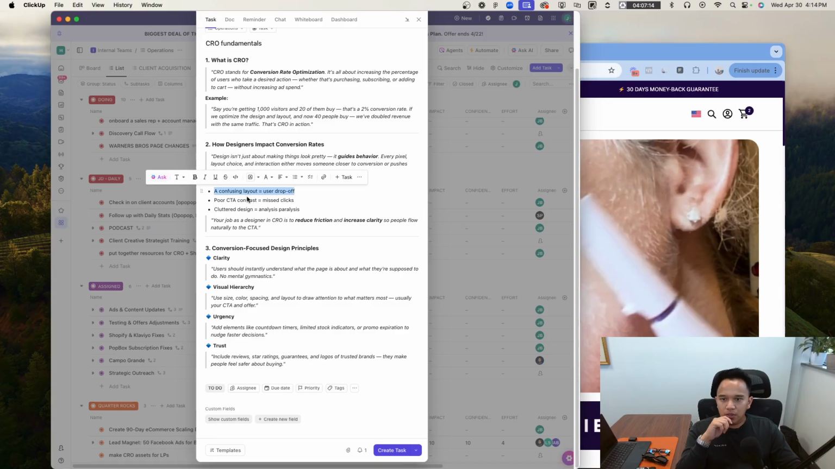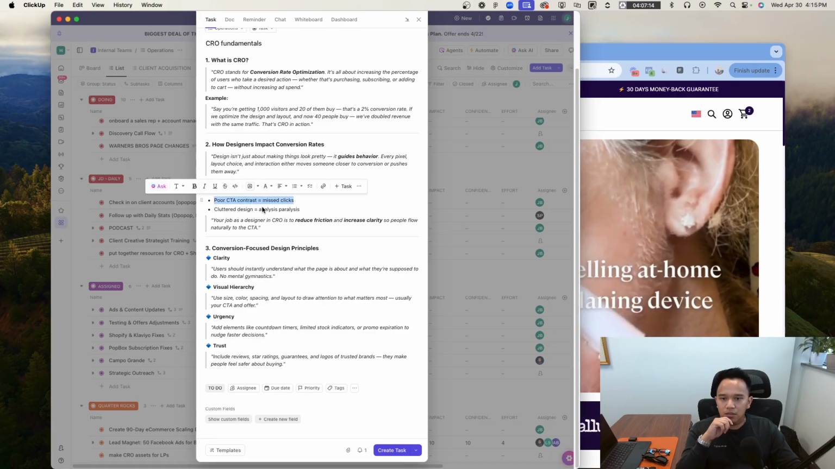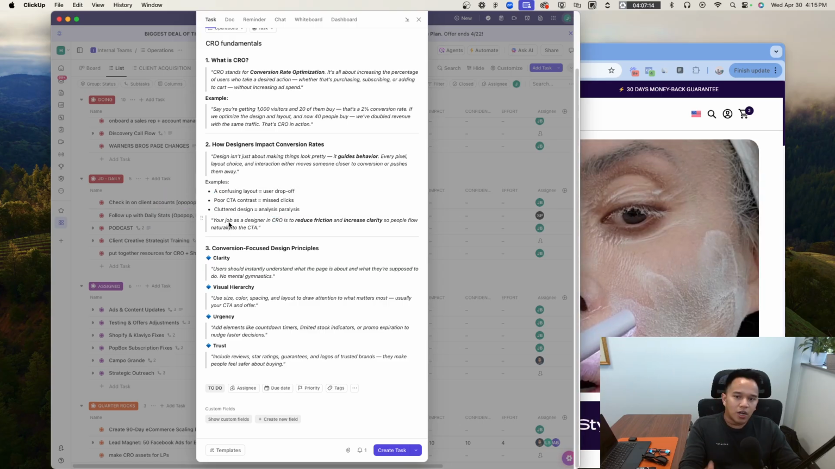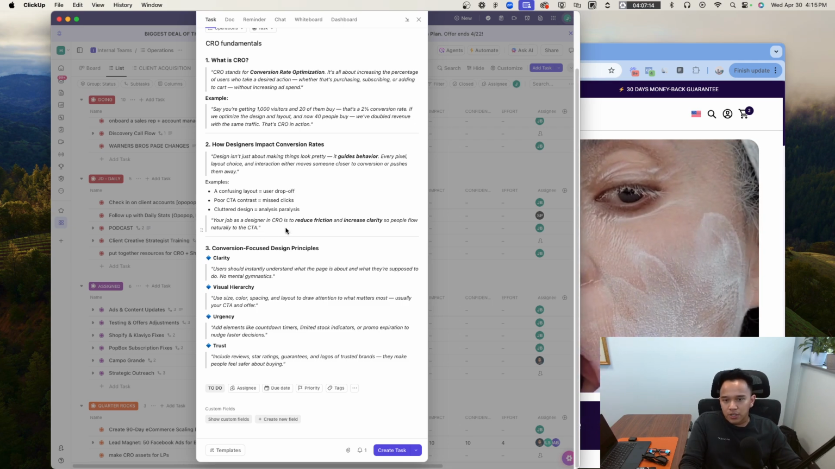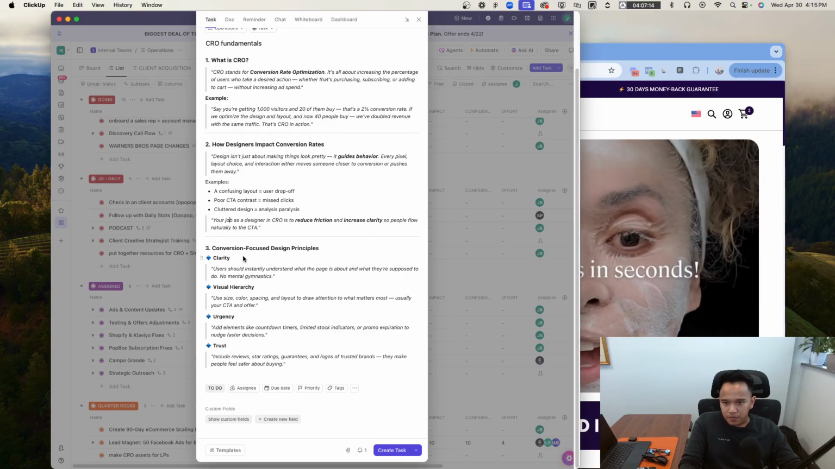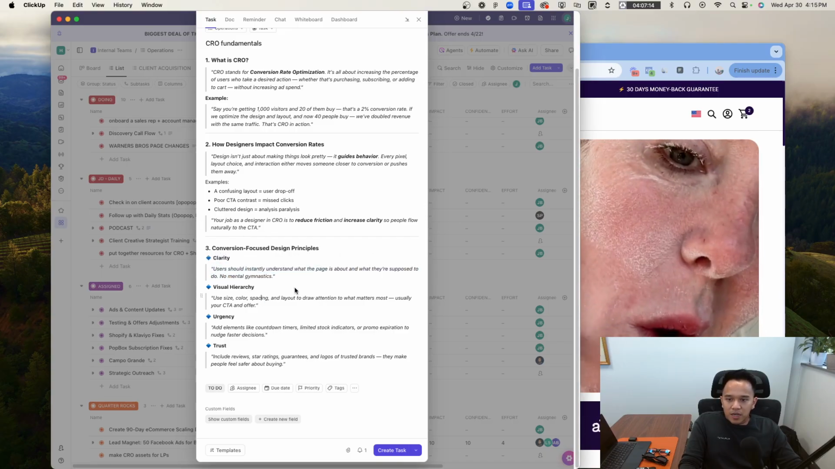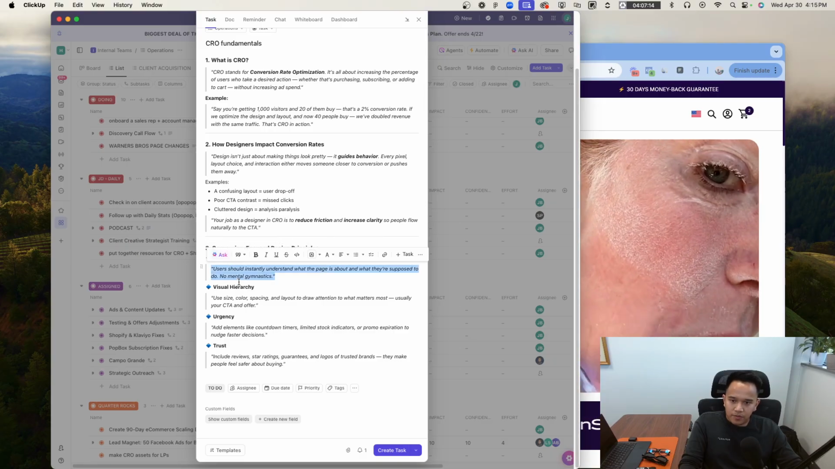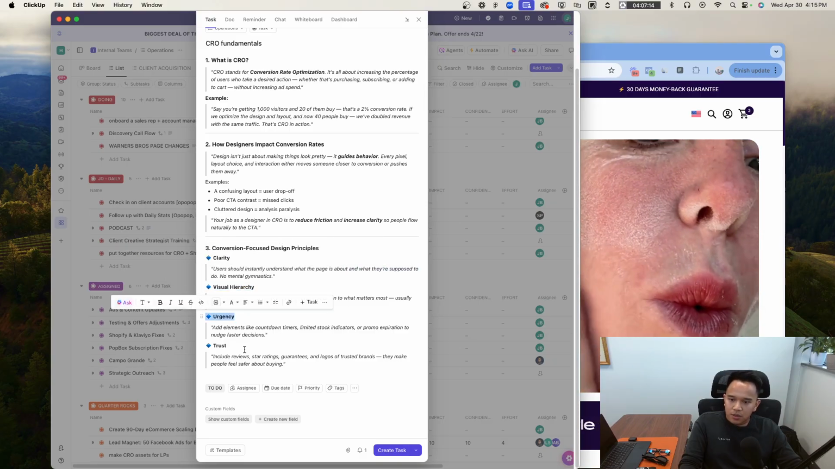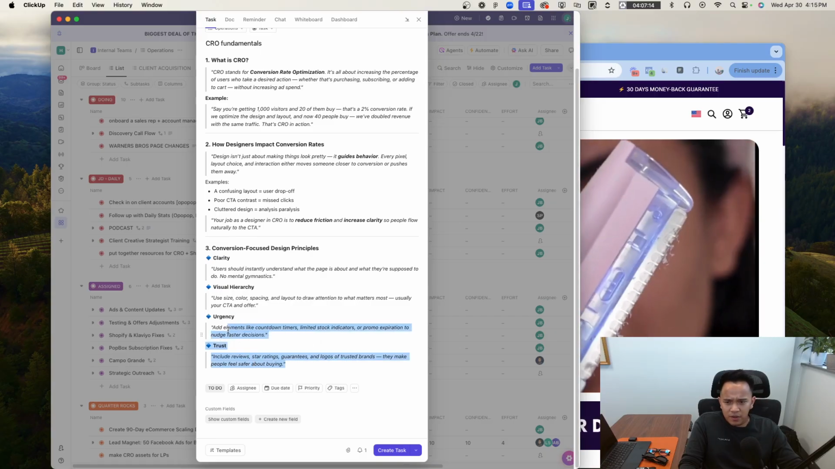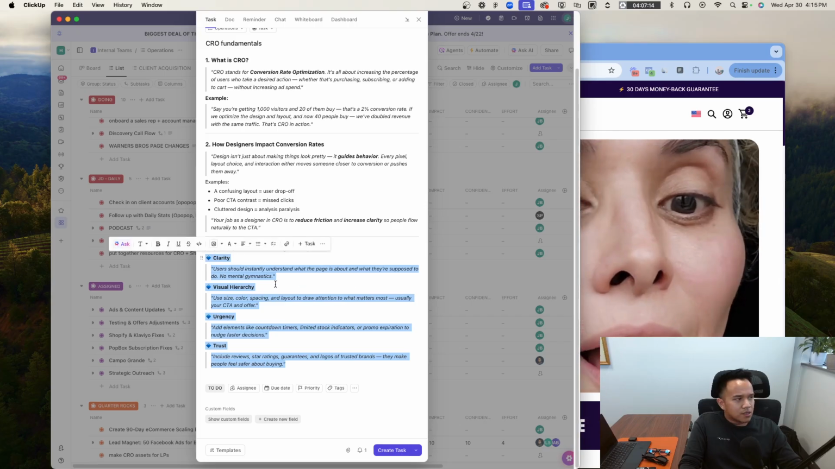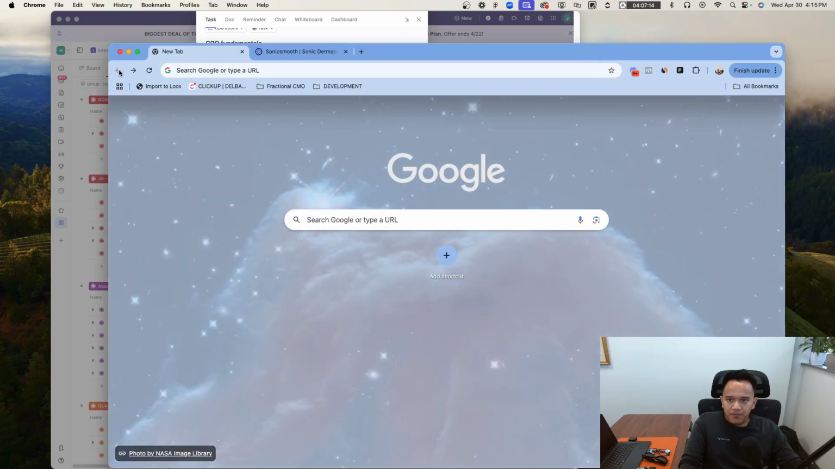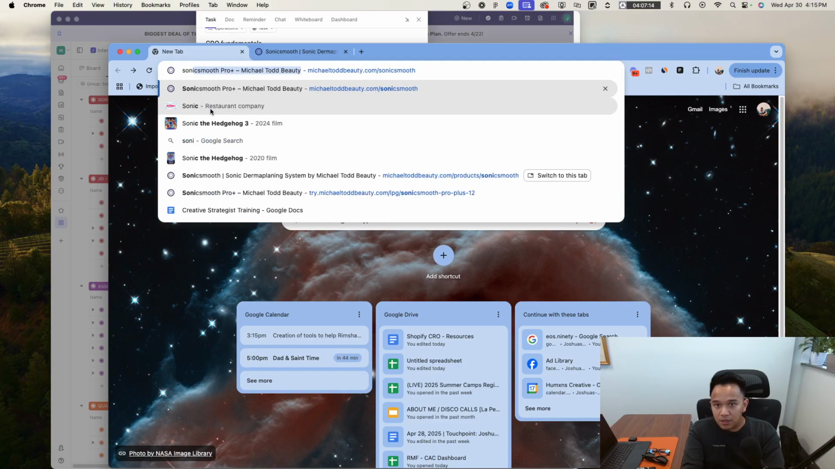So examples: confusing layout, user drop off, poor CTA contrast, missed clicks, cluttered design, analysis paralysis. The job of a designer in CRO is to reduce friction and increase overall clarity. Conversion focused design principles, right? You should always have these four things in mind: clarity, visual hierarchy, urgency, and trust. And you can mix and match these depending on which element you're trying to test, what your goal is, all of that. Here, let me just go back to that. There you go.